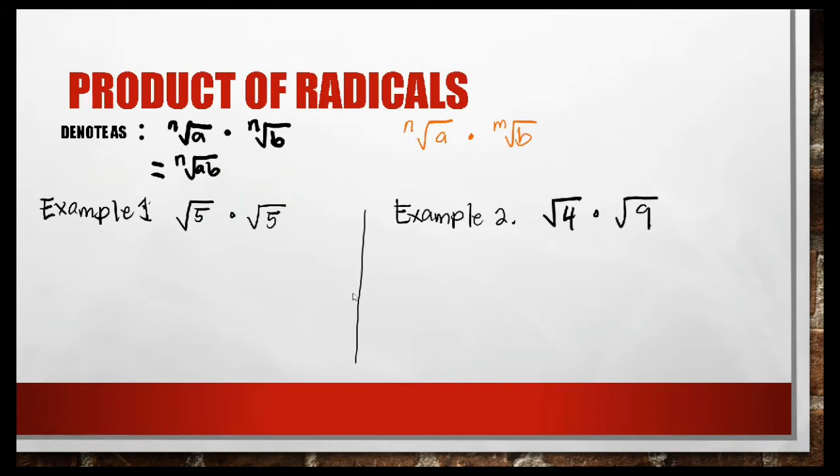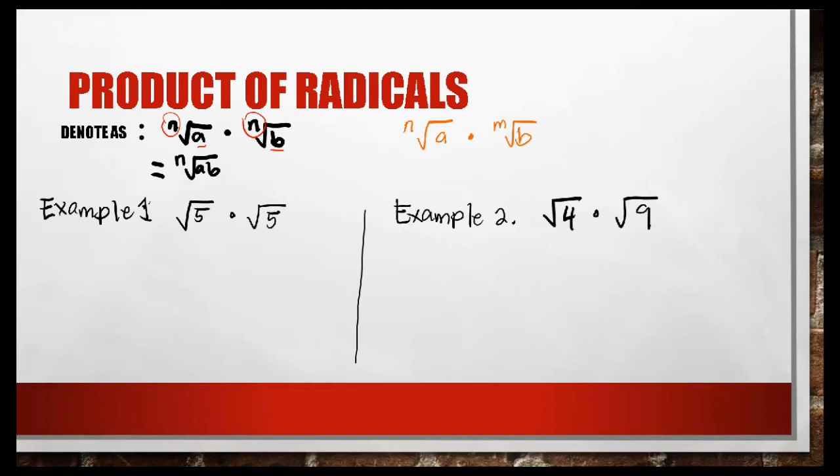In product of radicals, let's denote that nth root of A times nth root of B is equal to nth root of A times B, where the index is the same, or pareha yung ating index. If the index is the same, we can multiply the radicand, which is A and B. Therefore, our answer will be the nth root of A times B if they have the same index.